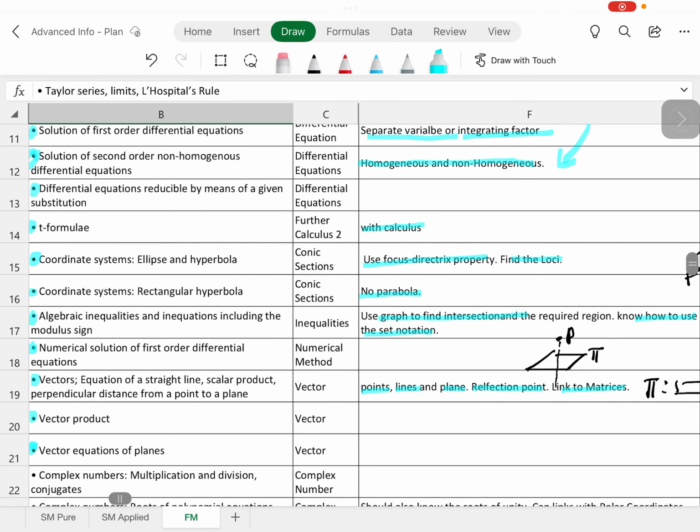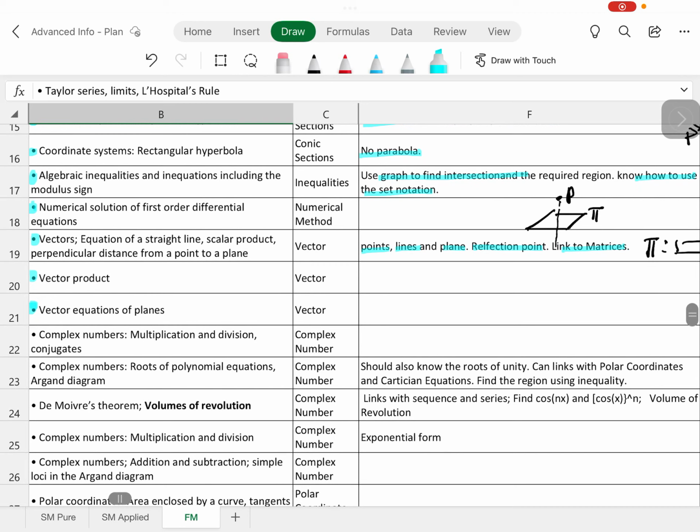Vector product, yes, the product that could link to finding volume and finding area, although it's not written in this advanced information. Next one, the vector equation of a plane. Yes, you should know that using the dot product or cross product.